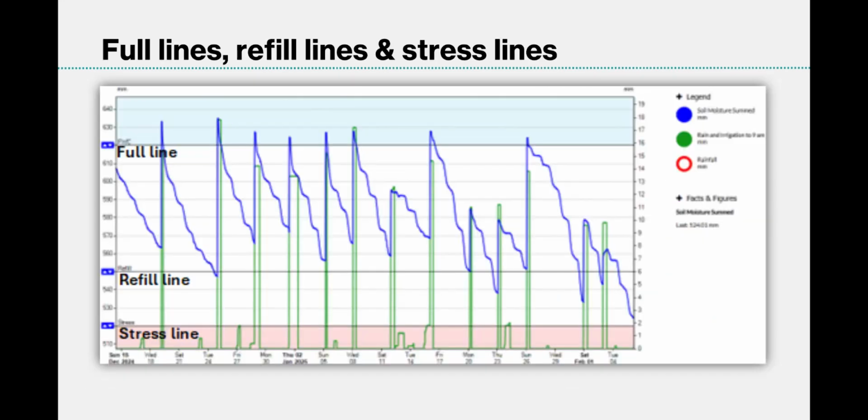On a soil moisture graph, the full, refill, and stress lines represent key thresholds for managing irrigation. The full line, or field capacity, marks the maximum amount of water that the soil can hold after drainage. This line tells you that you're fine and that no irrigation is needed. The refill line is the point where irrigation should start up again to maintain optimal plant health and keep soil moisture in that readily available zone. Below this, water becomes limiting, and the stress line represents the level at which plants begin to suffer from water deficiency, leading to reduced growth or permanent wilting.